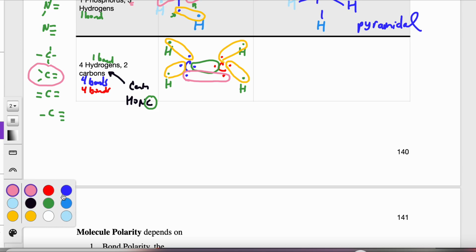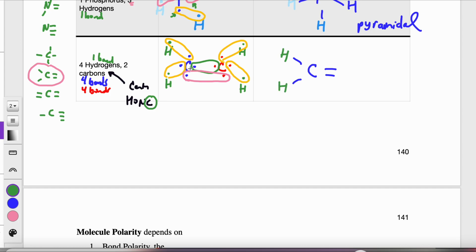So when I go to draw this, here's my carbon. And adding on to this carbon, I've got this, right? So that's this carbon with these. And now on the other side, I have this carbon. And so with this, I would identify this as a trigonal planar.